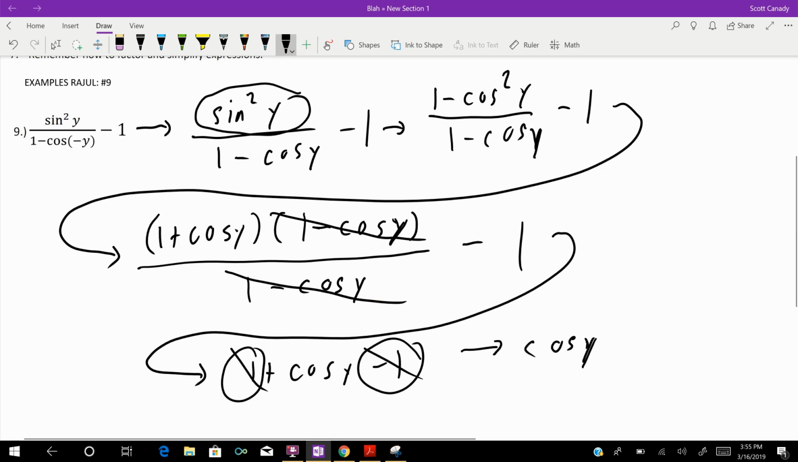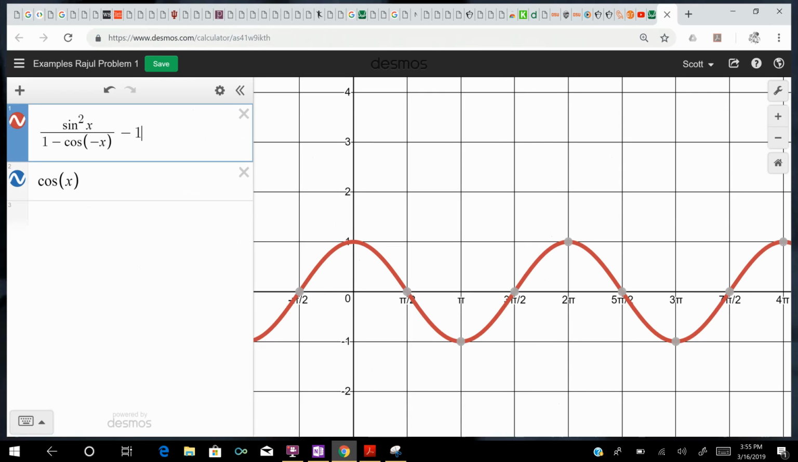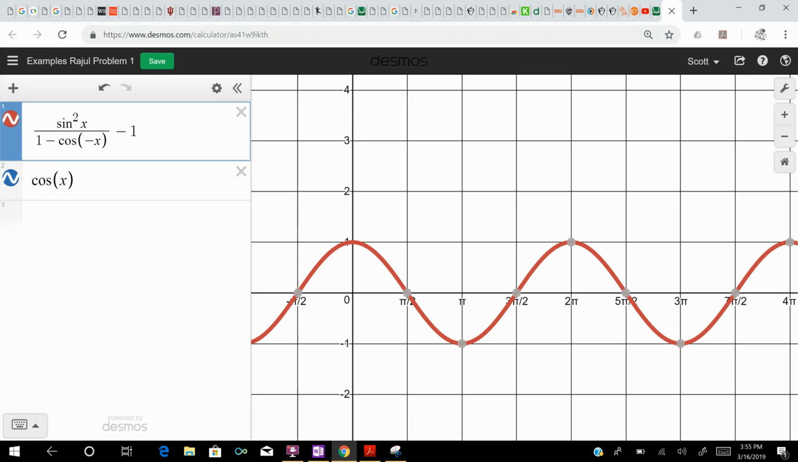So that means that this expression that we started out that didn't look at all like cosine y simplifies to cosine y. Let's make sure that we got that right by checking Desmos. Okay, so on Desmos, I've got my initial expression and then I've got my simplification. My initial expression is in red here. And now let's see if the blue graph covers over the red graph. And it does. And that means that we got problem number 9 right.